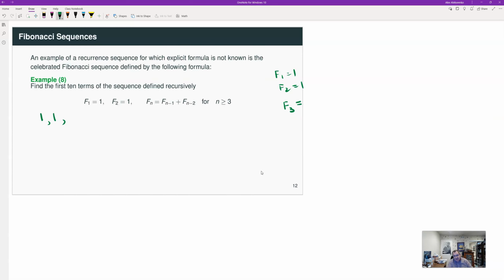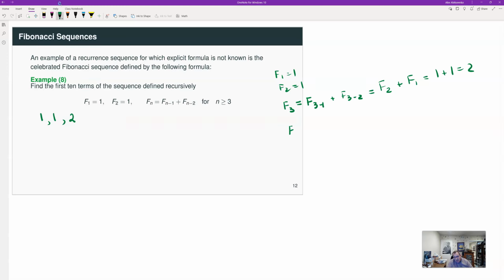To compute F3, we need to use F3 minus 1, and we need to use F3 minus 2, and we need to add them together. Now, F3 minus 1 is F2, so we need to use F2 and F1 and add them together. F2 is 1, F1 is 1, so the answer is 2. Here we go, I'll put 2 over here.